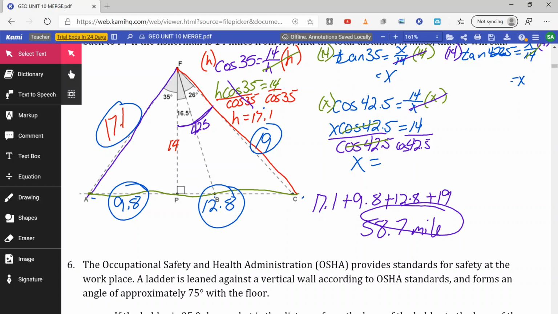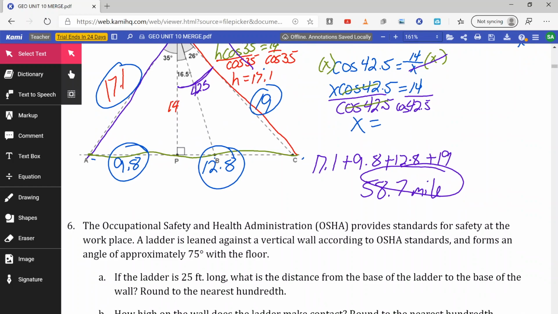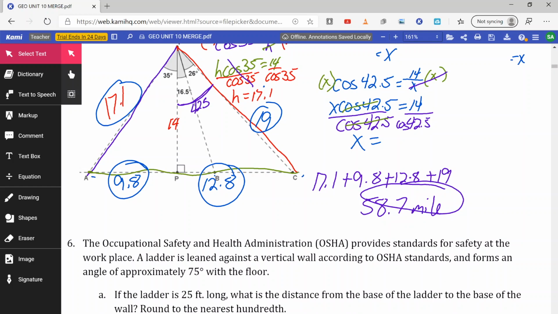So again, this is taking a larger picture, breaking it down into pieces, and we can use these trig ratios to figure out missing lengths of sides.